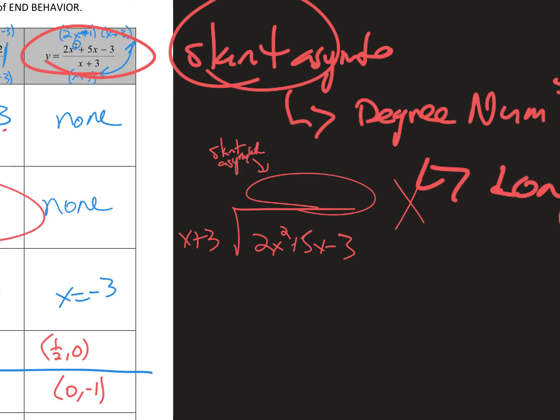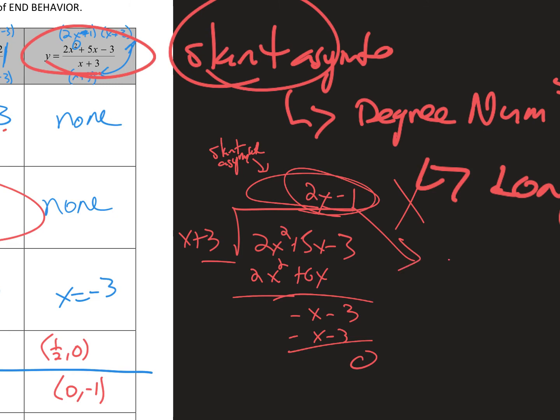So in this case, I'm going to get 2x, and when I multiply 2x, I get 2x squared plus 6x. Subtract, I get negative x minus 3, which is just minus 1. In this case, we get a wonderful remainder of 0. And this 2x minus 1 is our slant asymptote.